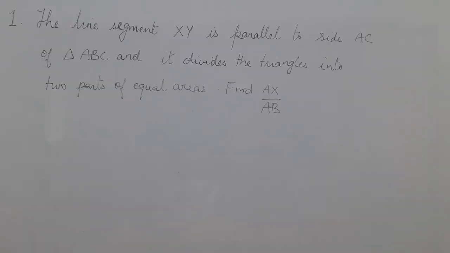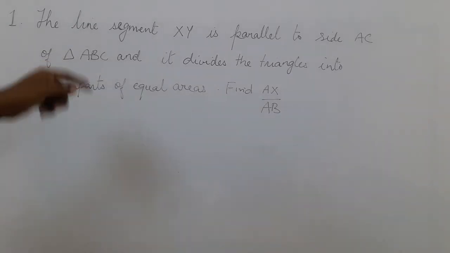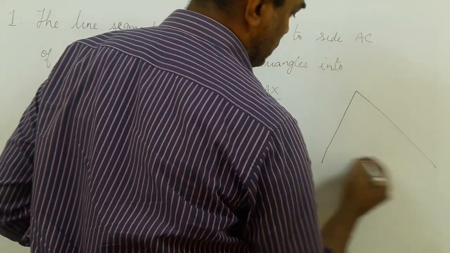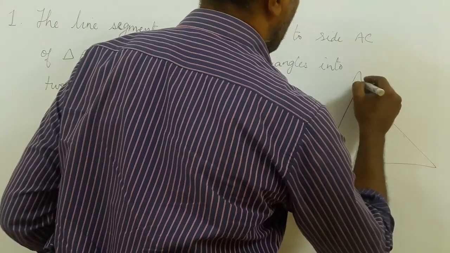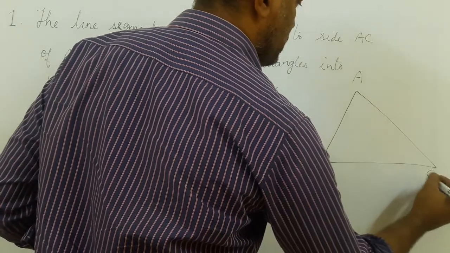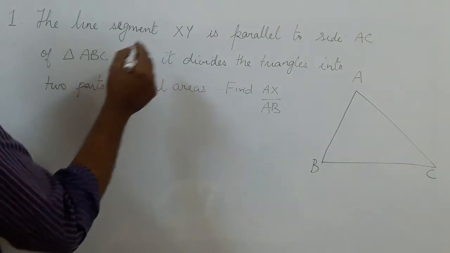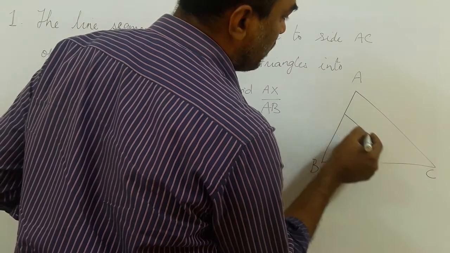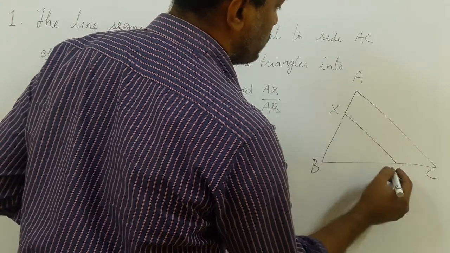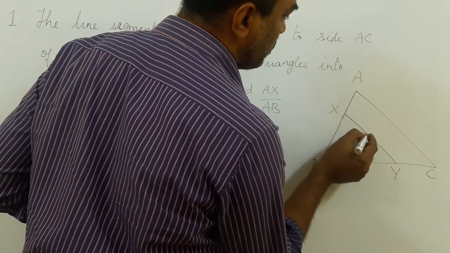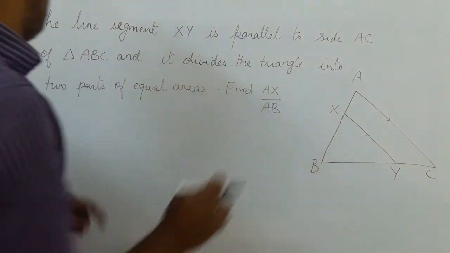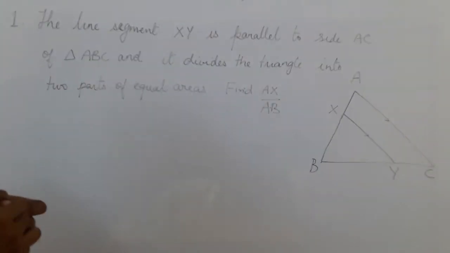So what question do we have here? We have got a triangle ABC. The line segment XY is parallel to side AC, and it divides the triangle into two parts of equal area. So what does this mean?